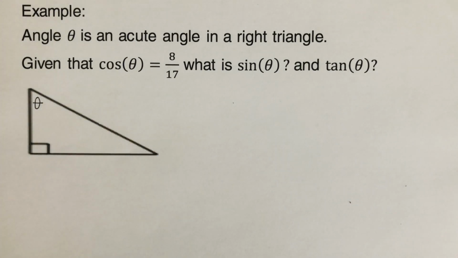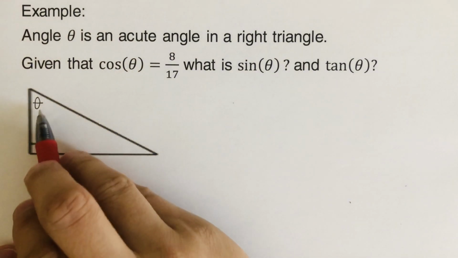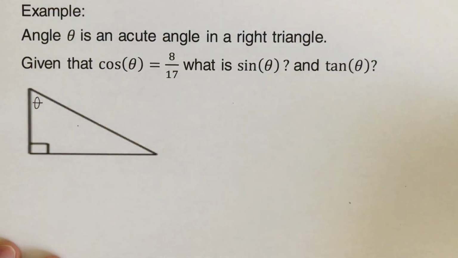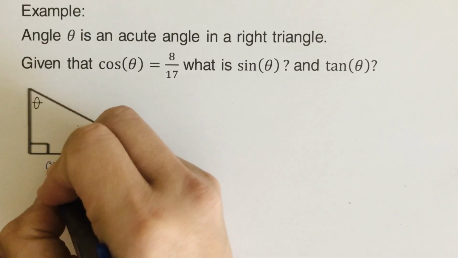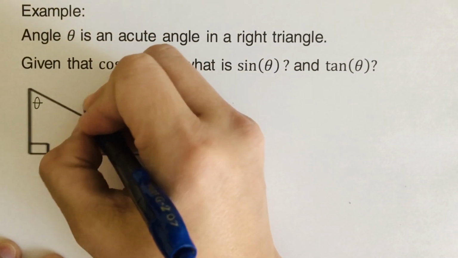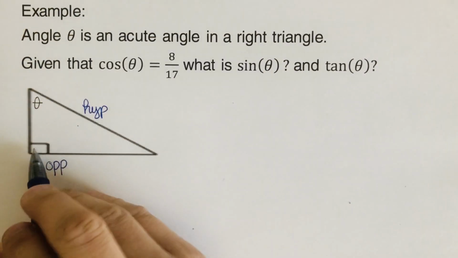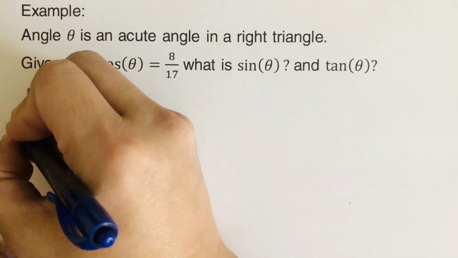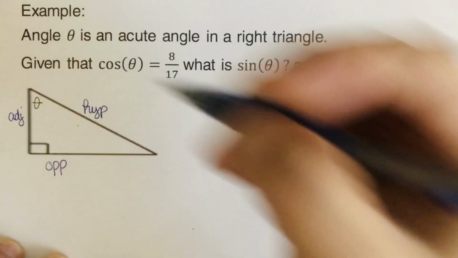Okay, let's go over the problem here. First, we label the parts. This is our theta over here in this corner. This side right here would be our opposite. This is our hypotenuse, which is across from the 90. And this is our adjacent. So that's our adjacent side.